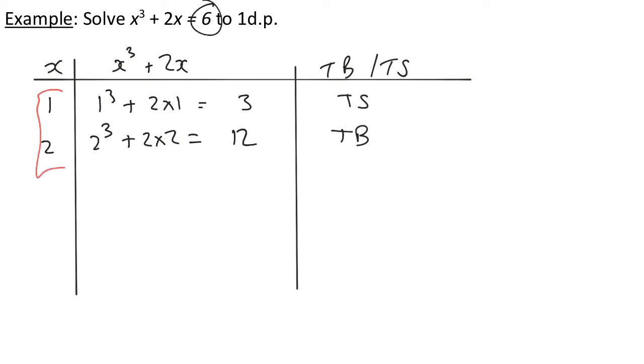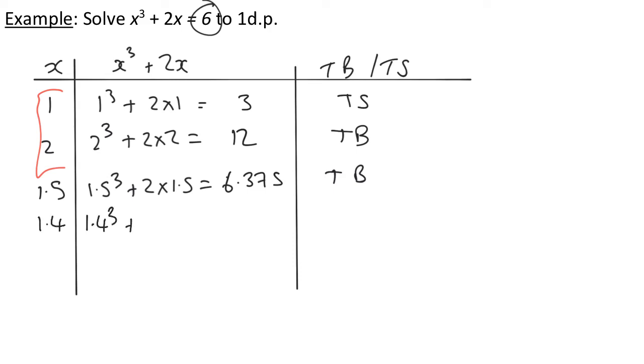So then we need to go halfway and try and get to 1 decimal place. So 1.5 is going to be 1.5 cubed plus 2 times 1.5, which is 6.375, so that's too big. Try 1.4, and with 1.4 cubed plus 2 times 1.4, which is 5.544, which is too small. So again, we're now straddling our target number of 6.